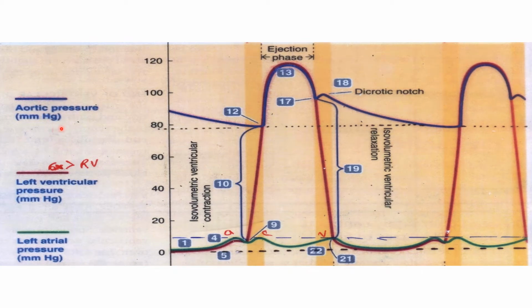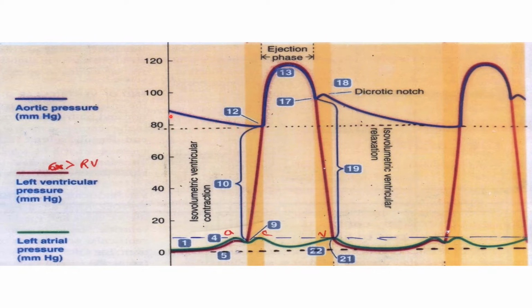Assalamu alaikum. We have been doing different features of cardiac activity in a cyclic manner, and we have been seeing the phases of the cardiac cycle. I repeat: atrial systole, isovolumetric contraction, ventricular systole, isovolumetric relaxation, and ventricular diastole, the last part of which is atrial systole. So we have done the pressure changes in the left ventricle as a single entity, and now what we need to do is pressure changes in the aorta.